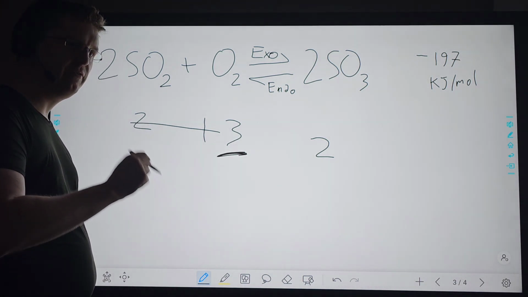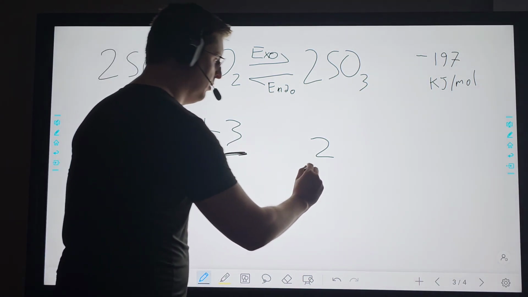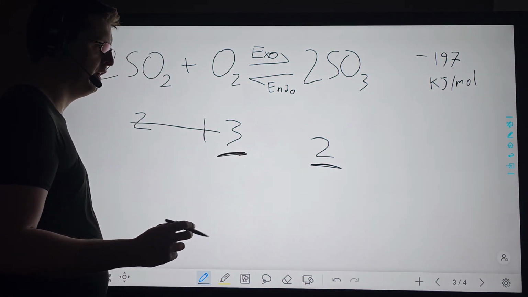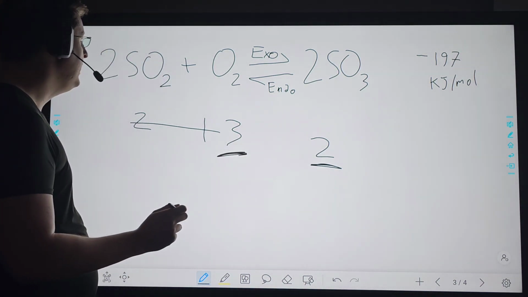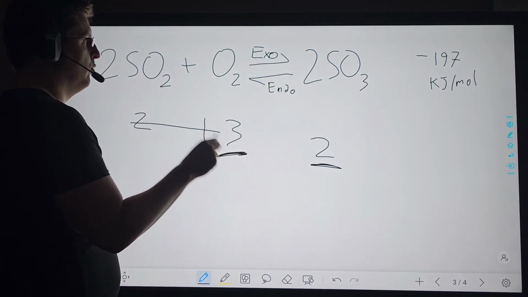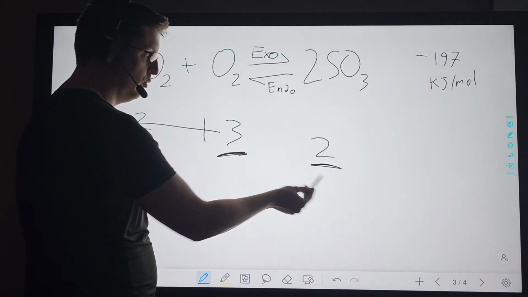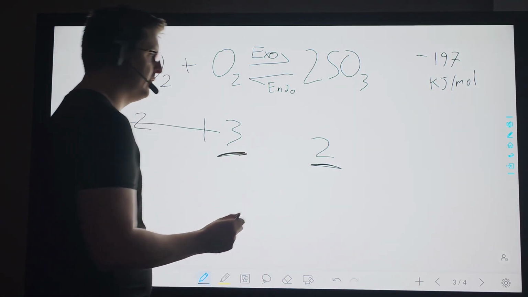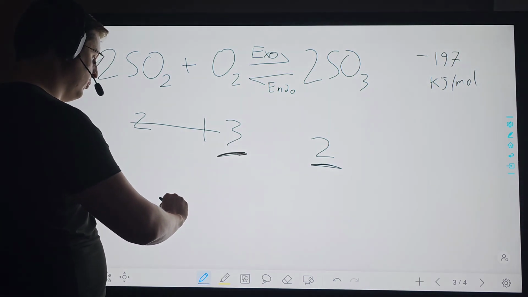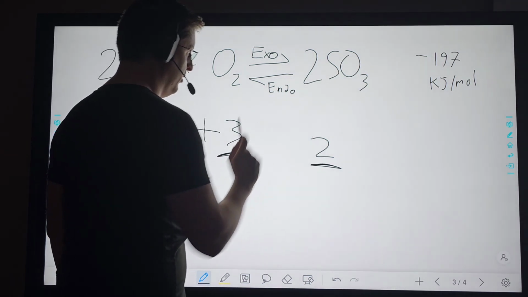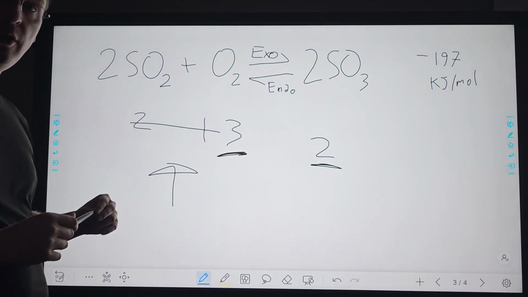Basically, it's going to favor the side with fewer moles of gas when you raise the pressure. Okay, so when we raise the pressure in this reaction, it would favor which side? Which side has fewer moles of gas? Our forward reaction has fewer moles. So if we raise the pressure, it's going to favor the forward reaction. And the reverse is also true.